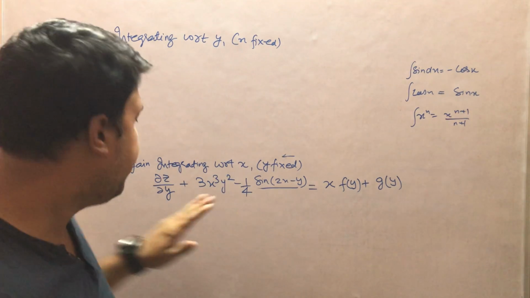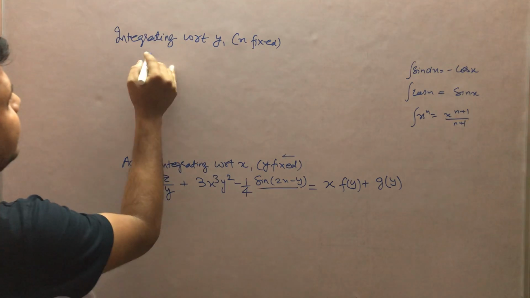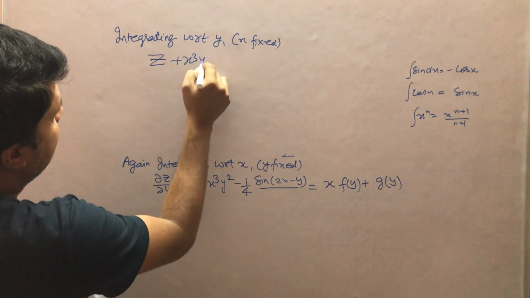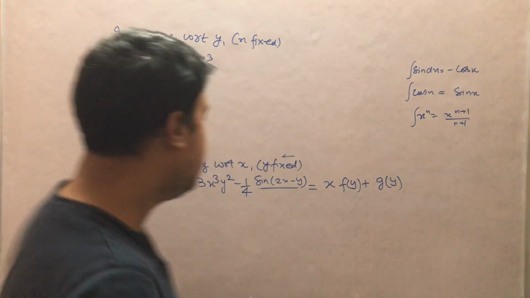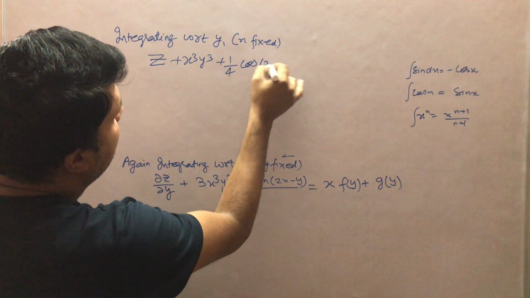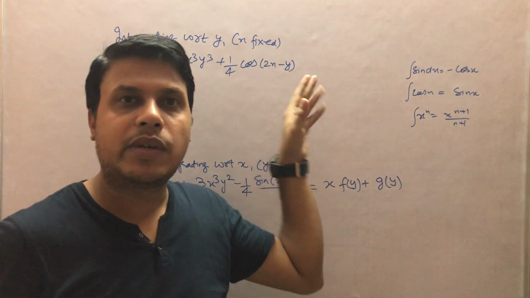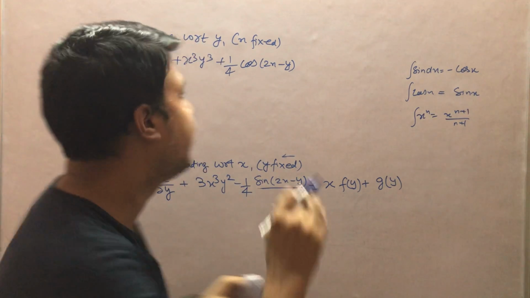Okay, so when we integrate del z upon del y with respect to y, we will get simply z. Now integration of sine is minus cos x, so it will be actually plus 1 upon 4 cos 2x minus y, and the coefficient of y is minus 1, so it is going to be in the denominator, and again this term will be negative.